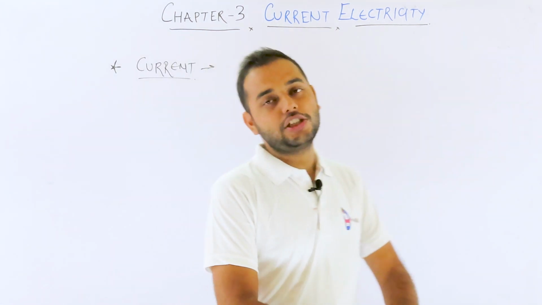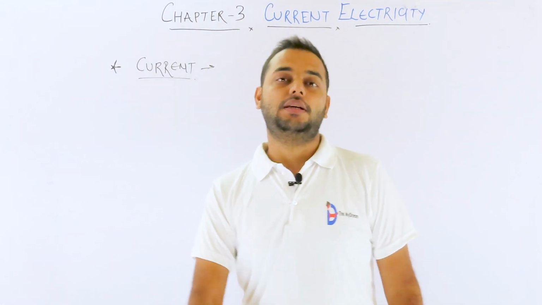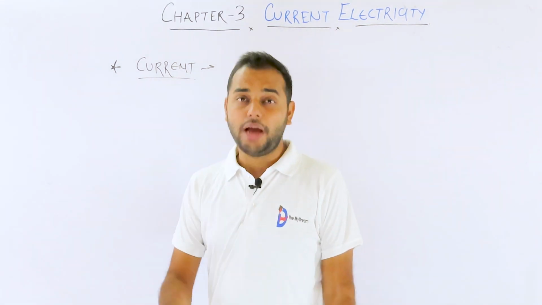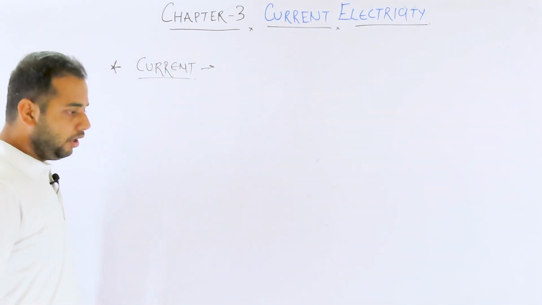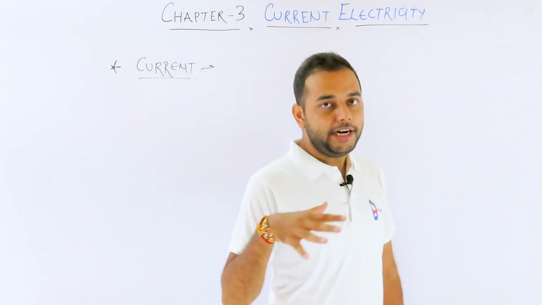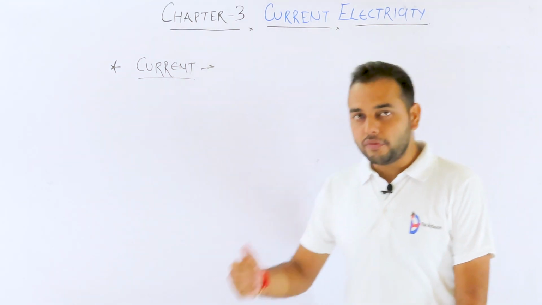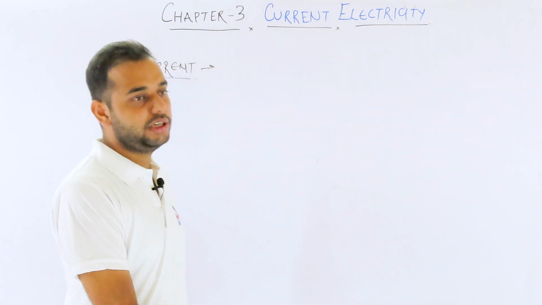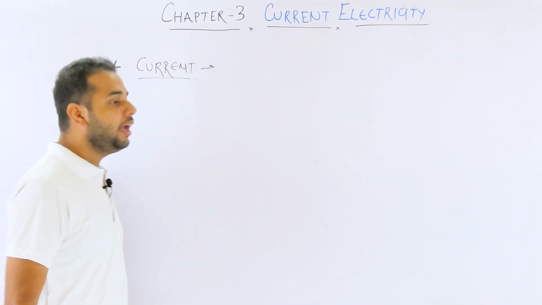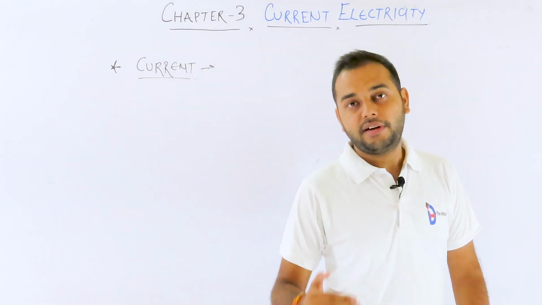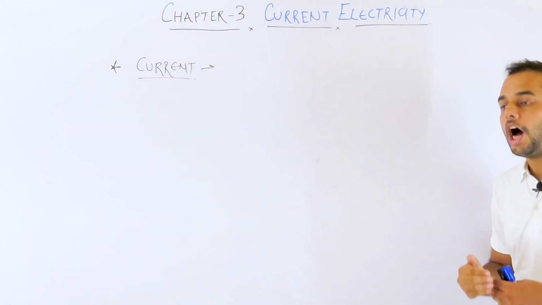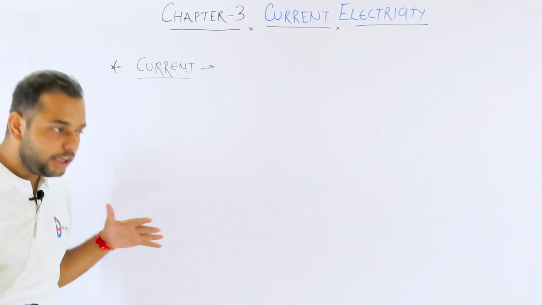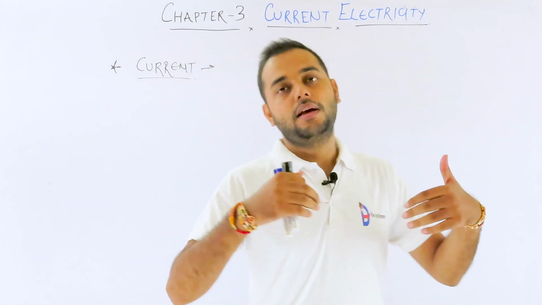The basic definition of current is simply the rate of flow of charge. In physics, whenever you hear the term rate, you have to divide that quantity by time. Flow of charge is simply the movement of the charge, and rate of flow means dividing by time: how fast the charge is moving, how slow the charge is moving. So the rate of flow of charges is simply known as current.